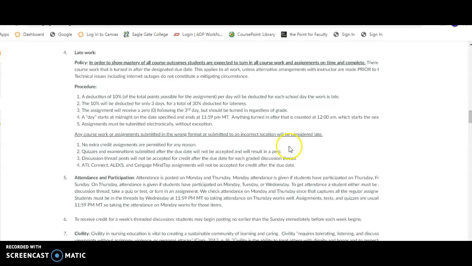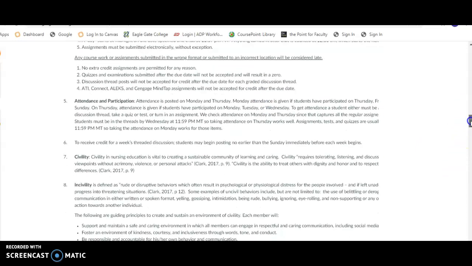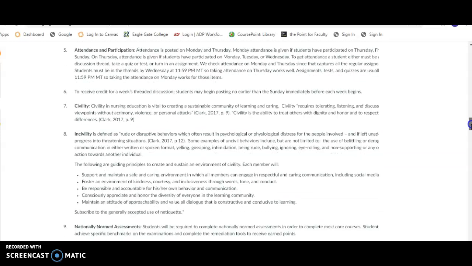We don't have any of number 4 in this class, so I'm not going to talk about that one. As a reminder, we take attendance on Monday and Thursday. So Monday, we're looking at have you been in the class Thursday, Friday, Saturday, or Sunday? And when we take it on Thursday, it's have you participated in the class on Monday, Tuesday, or Wednesday? It's no different than showing up at your on-ground class and participating. Please do not post in the discussion threads before Sunday because you will not receive credit for that. So just please be aware of that.